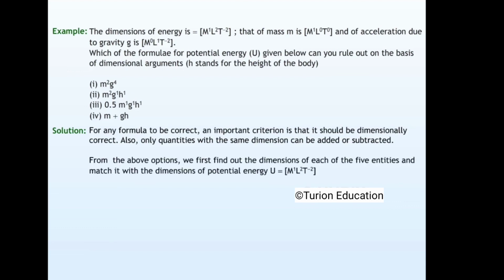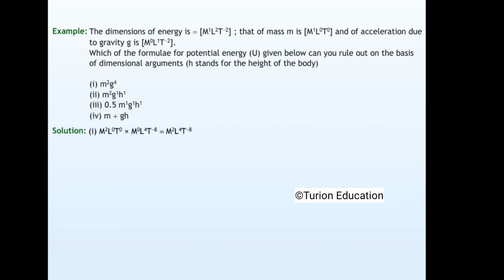From the above options, we first find out the dimensions of each of the 5 entities and match it with the dimensions of potential energy. U equals M1 L2 T minus 2. First, M2 L0 T0 into M0 L4 T minus 8 equals M2 L4 T minus 8.